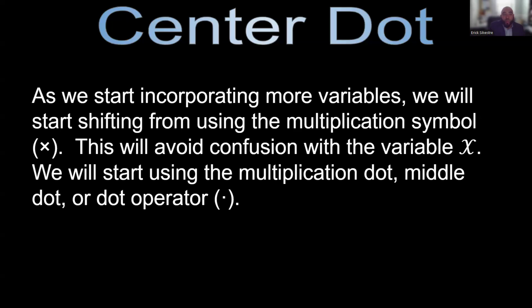All right, before we continue, I want you to understand something that we're going to start using as we start incorporating more variables, especially when we start using X. We have to transition away from using the multiplication symbol that looks like an X. In order to avoid confusion, we are going to transition to using the multiplication dot, or middle dot, or dot operator, whatever name you are familiar with. That is the dot that goes between the two values to signify that you are multiplying.